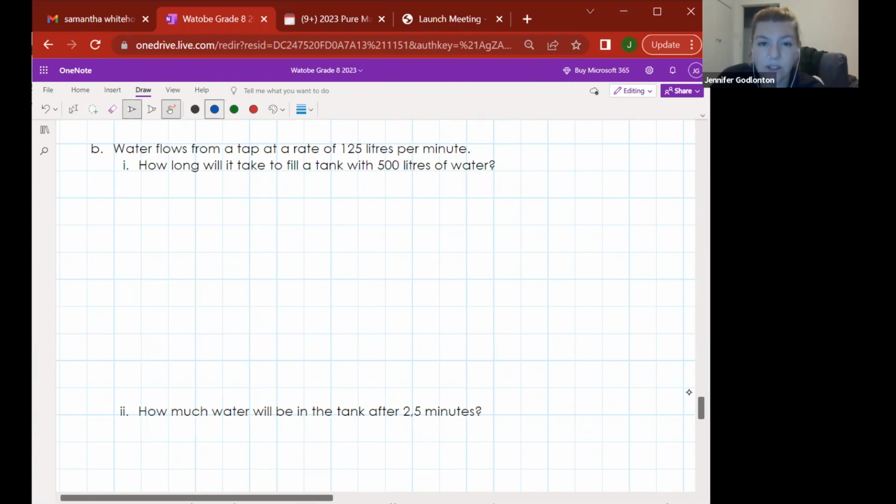So my first question to you is, the water's flowing in. As I get more liters, is that going to take more time? That's my first question to you, because that's going to help you determine what type of proportion this is. As I get more liters, is it going to take more time? And then using that thought, I want you to try and work out the questions for B.1. And then if you are interested, give B.2 a try.